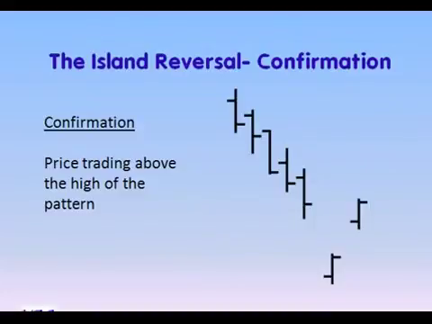Confirmation of the downtrend island reversal is price trading above the high of the pattern, and the stop loss should be positioned at least below the gap, if not below the whole island and swing low at this point here. As with the reversal at the market top, the pattern is invalidated by a closing of the gap. And the psychology is reversed as well.